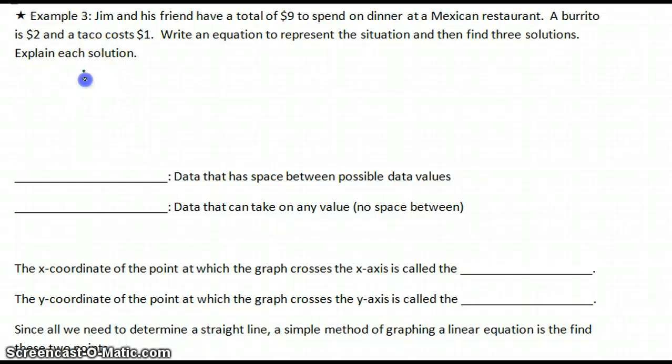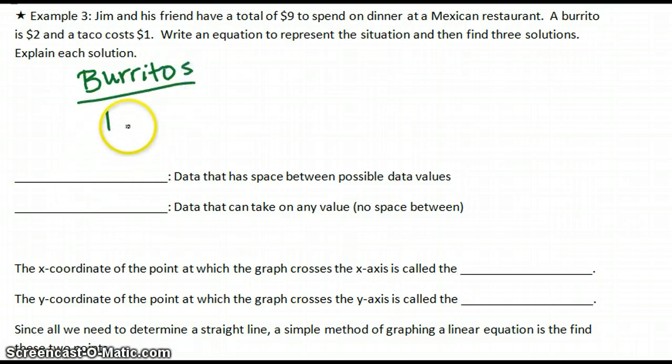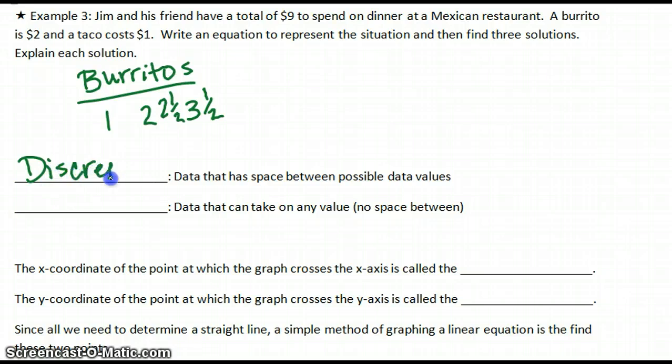Okay, to recap what we were just talking about in class, if we're talking about burritos, you can order one burrito, you can order 2 burritos, you can order 3, but you cannot order 2.5 burritos or 3.5 burritos. So this type of data is called discrete. There are numbers missing or space between possible values. We're missing 2.5, we're missing 3.5, so you have space between.